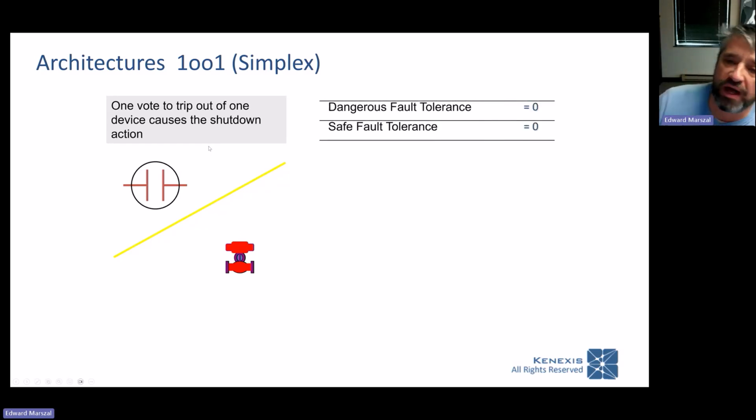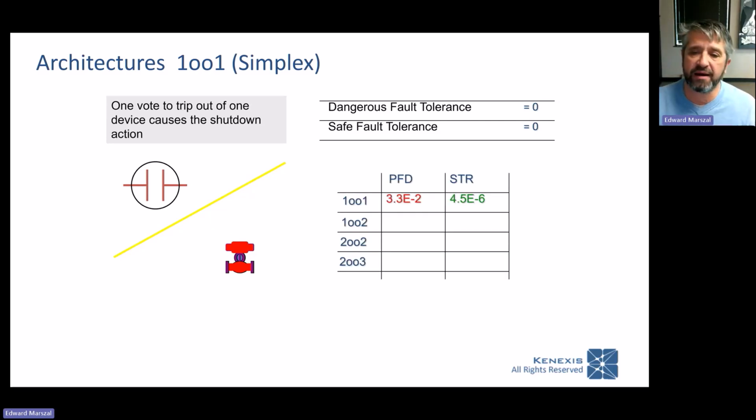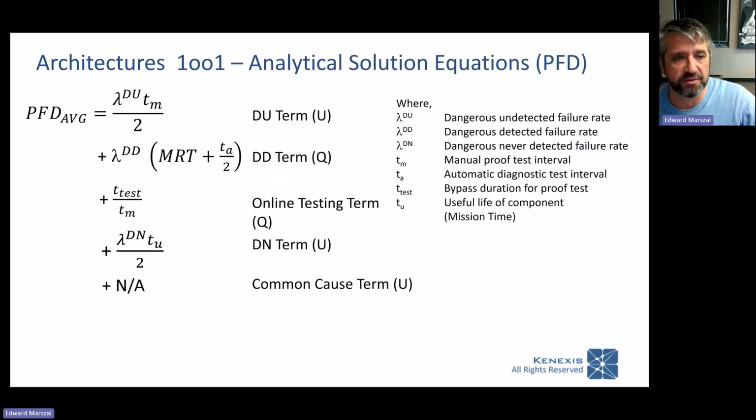And you know that for 1 out of 1 voting, you have no fault tolerance to dangerous failures. You have no fault tolerance to safe failures. If the device fails dangerously, you're in the failed state. If it fails spuriously, you're going to have a spurious trip. And when we're doing these types of comparisons, I just threw some numbers up as a starting point so we can compare the different voting arrangements.